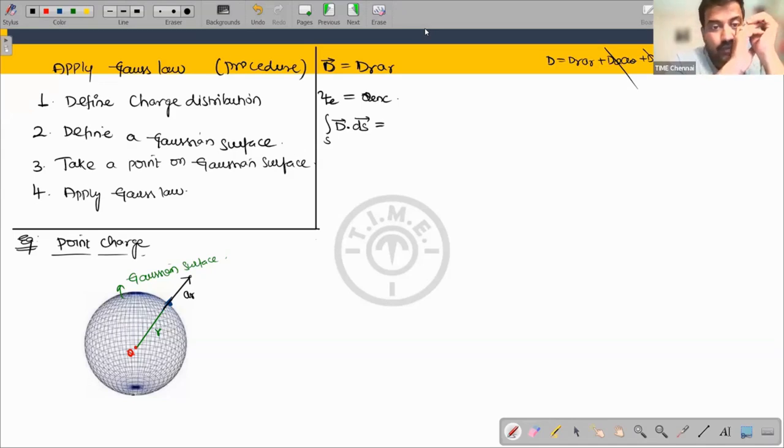Tanushree? Bhumika? Maniranjan? Satvik? How much is the charge enclosed? Can someone respond? In the given scenario, how much is the charge enclosed?